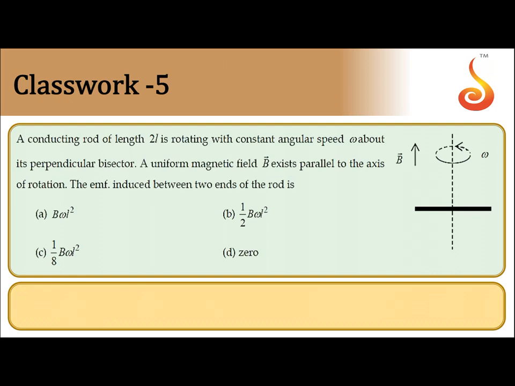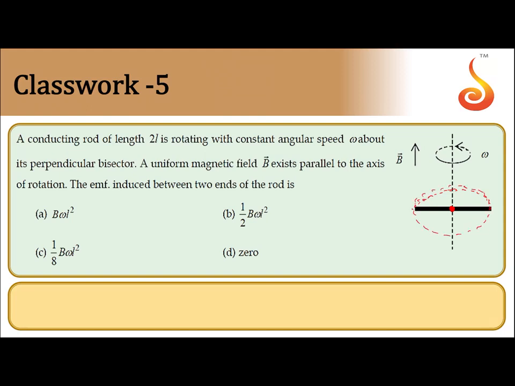A conducting rod of length 2L is rotating with constant angular speed omega about its perpendicular bisector. A uniform magnetic field B exists parallel to the axis of rotation. Then EMF induced between two ends of the rod is. See, in this case, about this point, this is the center of the rod, about this point it is rotating. When it rotates, it rotates along this particular circle.